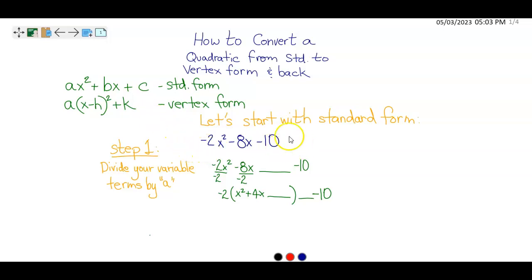So the first step to doing this, here we have a very nice quadratic and we're going to convert it. So the first step is to divide your variable terms by a. Okay? You only do this to your variable terms because when you convert this to the square of a binomial, x is only inside the grouping symbols. So it's not necessary to mess with this -10. So you're just going to leave that alone for a while.